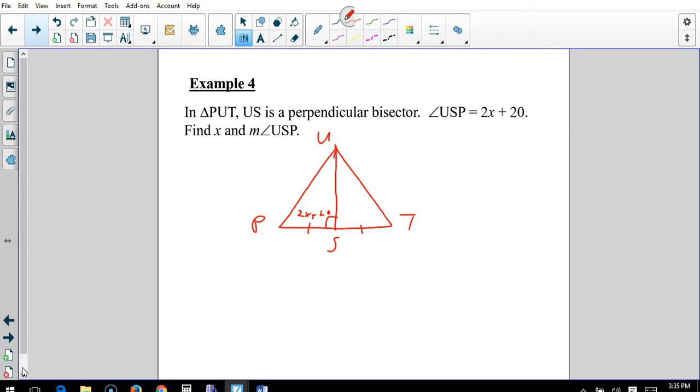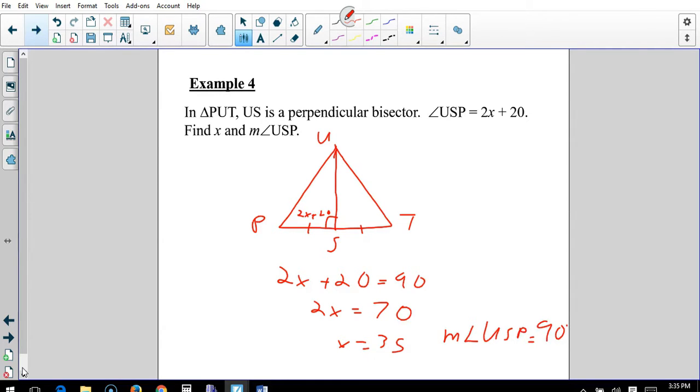Well, we already know USP is 90 because it has to be if it's a perpendicular bisector, but let's find x. So I subtract 20 from both sides and get 70. Divide by 2, x is 35. And of course, if I plug that back in, 2 times 35 is 70, plus 20 is 90. And I say the measure of angle USP is 90 degrees. Like I said, it had to be given because we drew a perpendicular bisector.